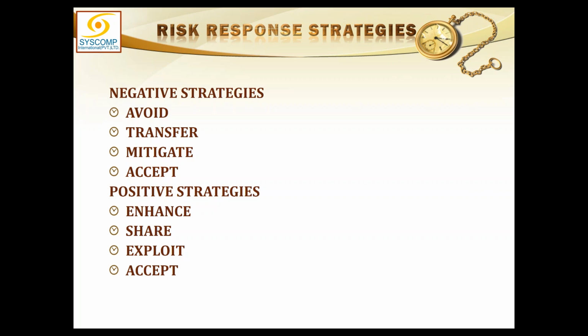Okay, the negative strategies are, as I said, avoid, transfer, mitigate, and accept. Right? Avoid, transfer, mitigate, and accept. So either one of these four you have to choose, or you start from calculating the avoidance cost, then transference cost, then mitigation cost, then acceptance cost, or you can do all the four analyses and see which is most feasible for you. Then you can pick it.